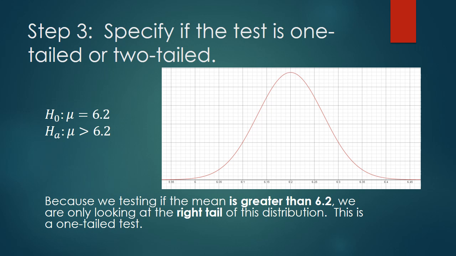6.4 or above, ooh, that's a tiny proportion of the area. Most of the samples are going to be clustered around the middle. Only some of them, only a small percentage of them, have means that are so high that it's 6.4 or above. That's just a little bit of area under the tail. And since our alternative hypothesis is the mean bigger than 6.2, we are only looking at that right-hand tail. So this is a one-sided test, a one-tailed test. We call it a right-tailed or a right-sided test.